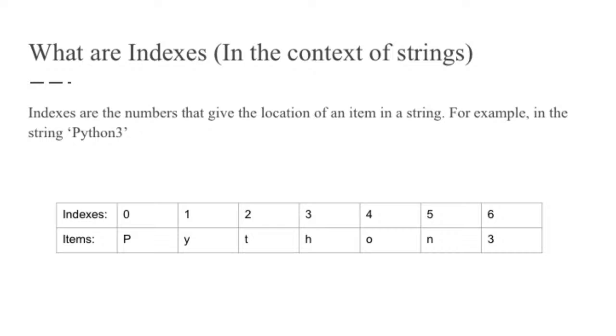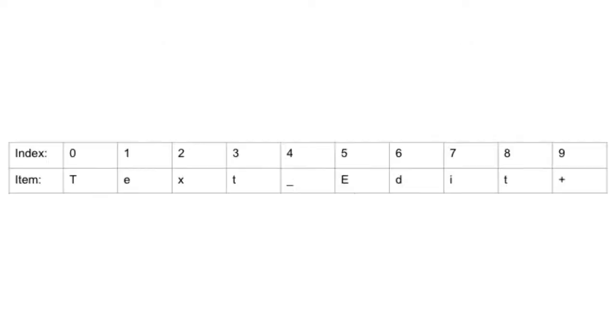It always starts from 0, and you can find all of these with Python. Before that, we'll take a look at another example. Let's take the string text edit plus. So index 3 is t, index 2 is x, index 8 is t.